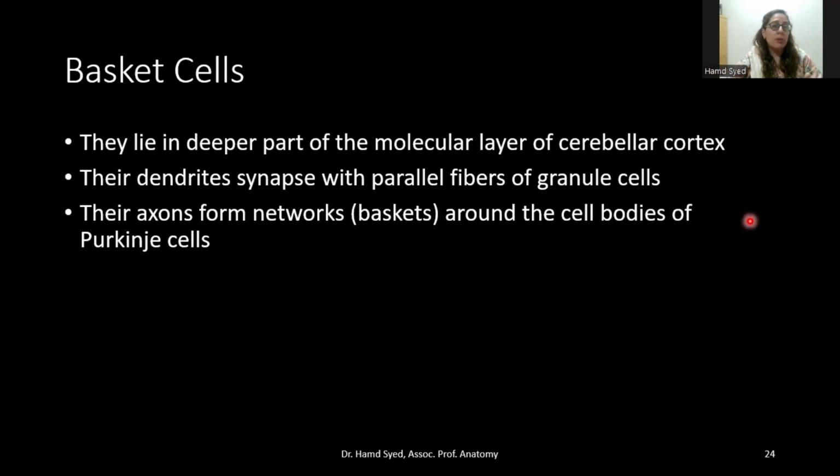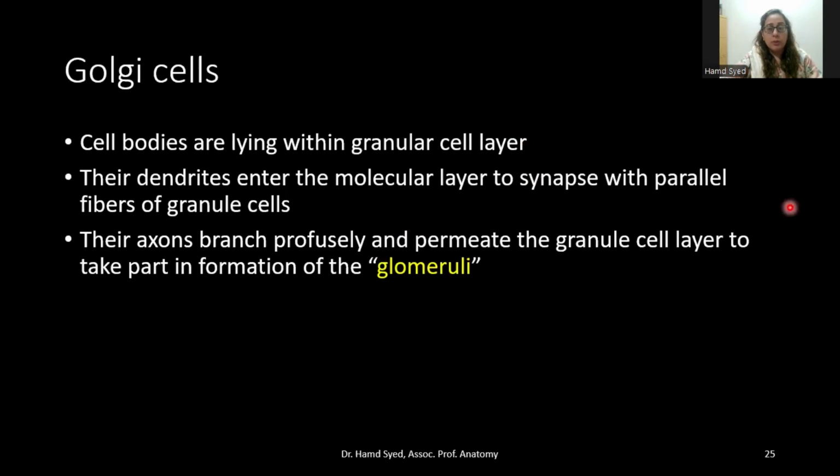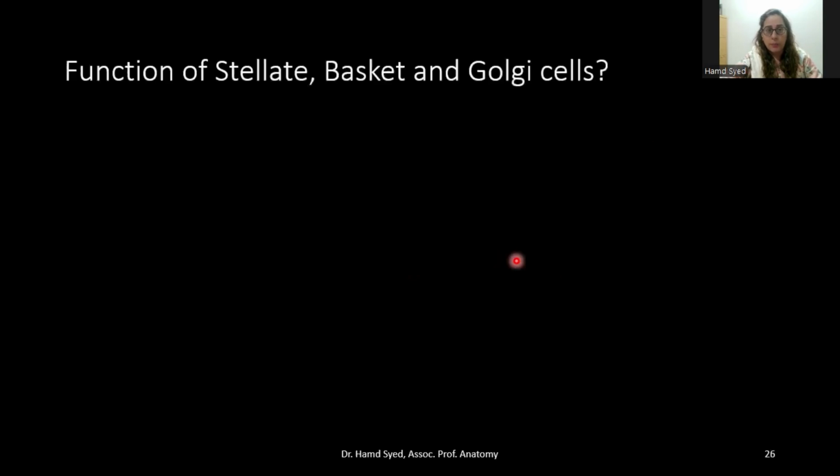And as I mentioned before, their dendrites synapse with parallel fibers of granule cells, while their axons form networks in the shape of baskets around the cell bodies of the Purkinje cells. Now, the Golgi cells, which are a cell population lying in the granule cell layer, have dendrites that enter the molecular layer to synapse with the parallel fibers of granule cells. And as I mentioned before, their axons branch and permeate the granule cell layer to take part in the formation of a structure known as a glomerulus, the plural of which is glomeruli.